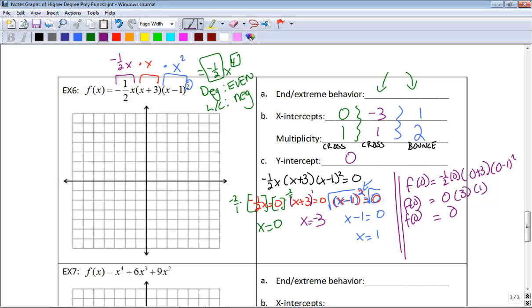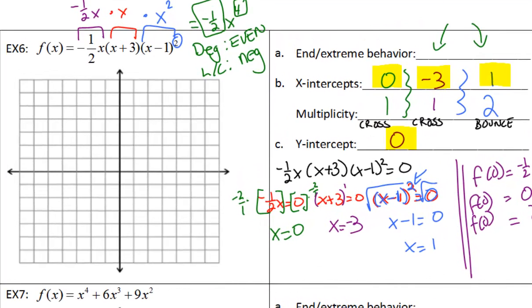Well, there's all my information. So what do we do to graph these things? After we find it, first, plot all your points. What are my points? My points are 0, negative 3, and 1, and 0 is going to be the same. So I really only have 3 points: 0, negative 3, and 1. So let's plot those 3 points. All right, again, here's 0, here's negative 3, and here is 1.